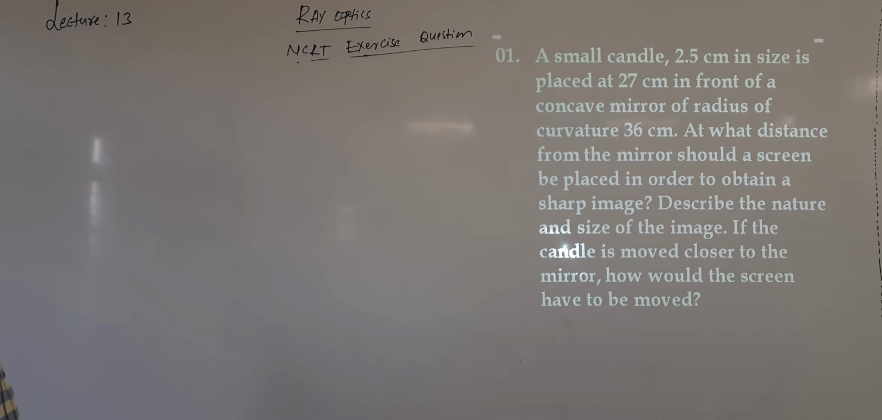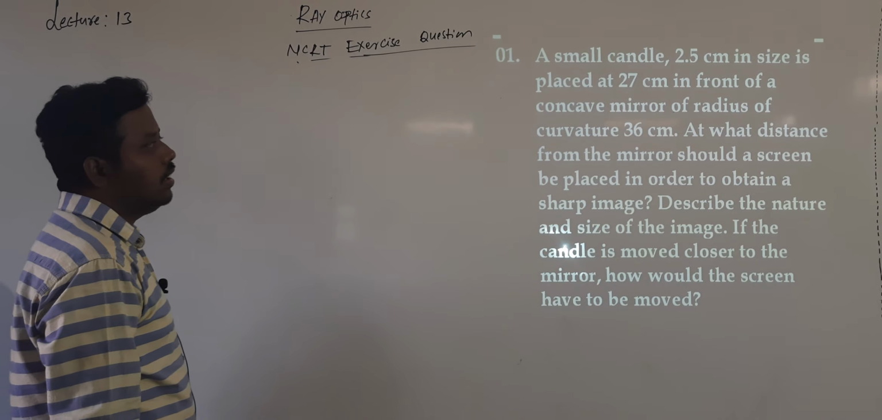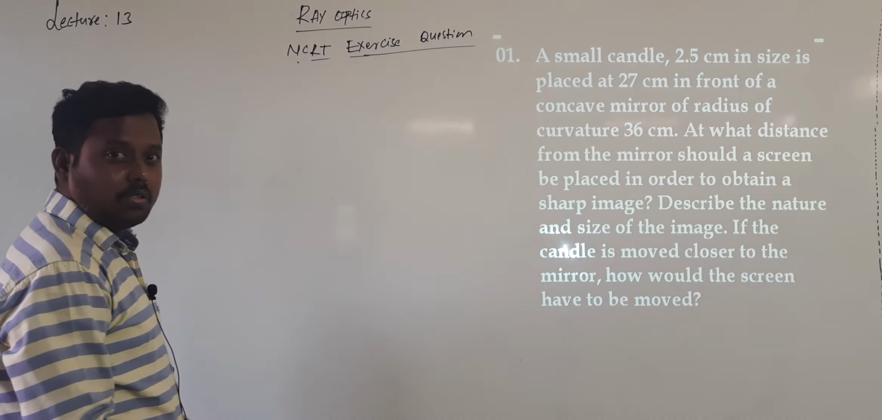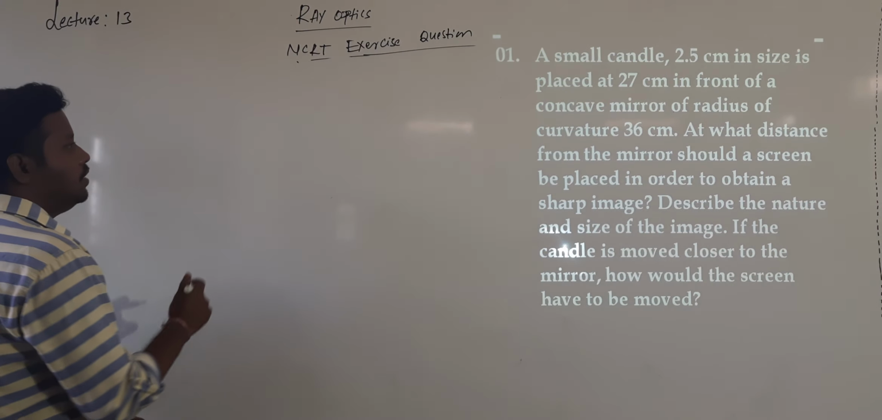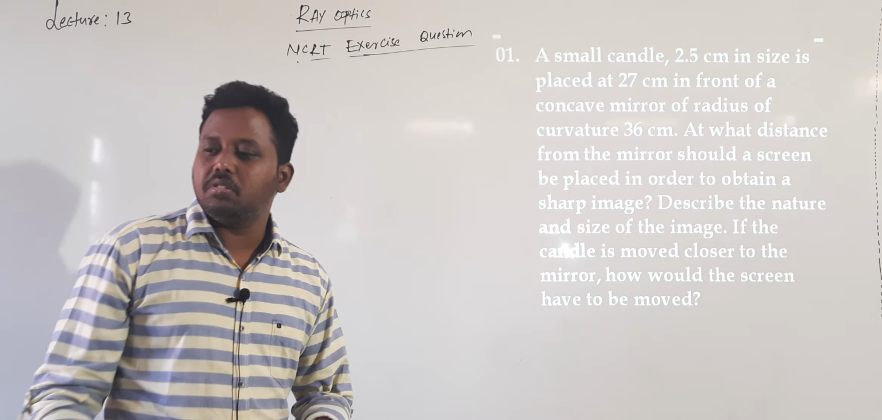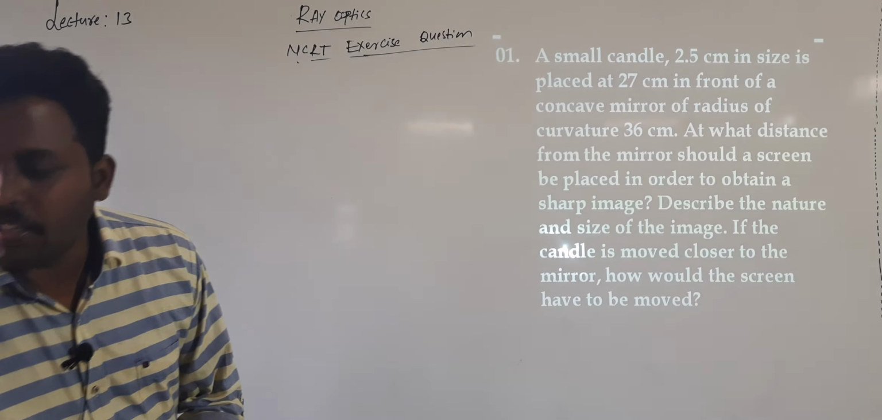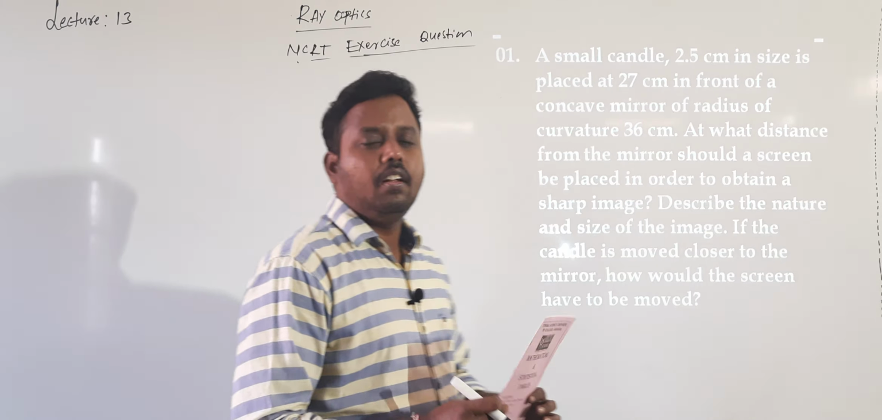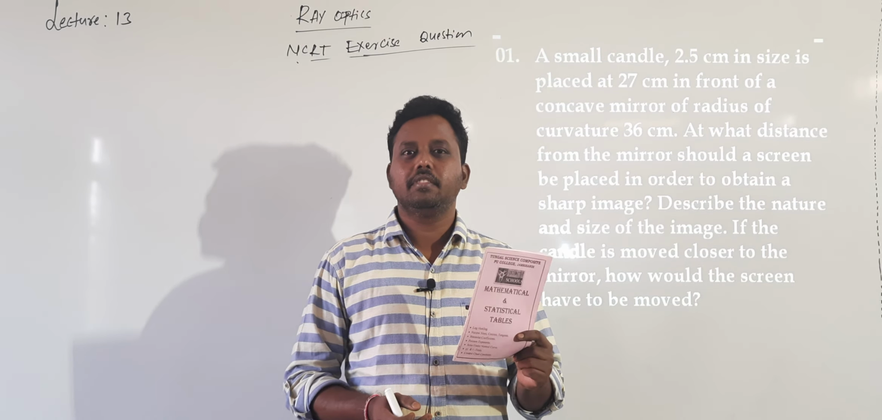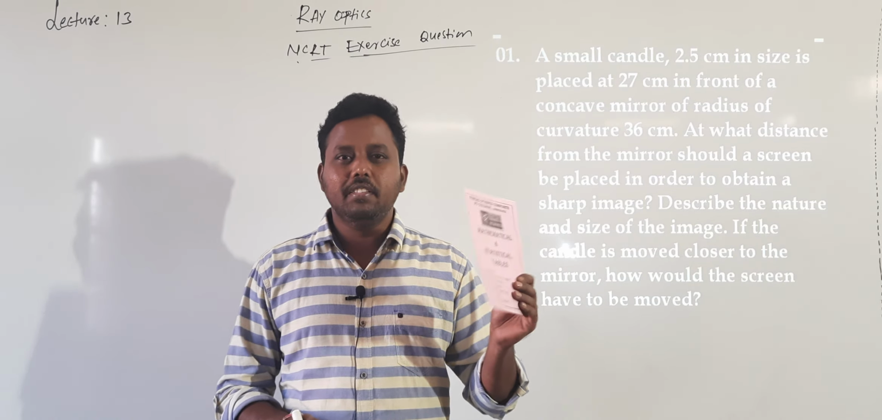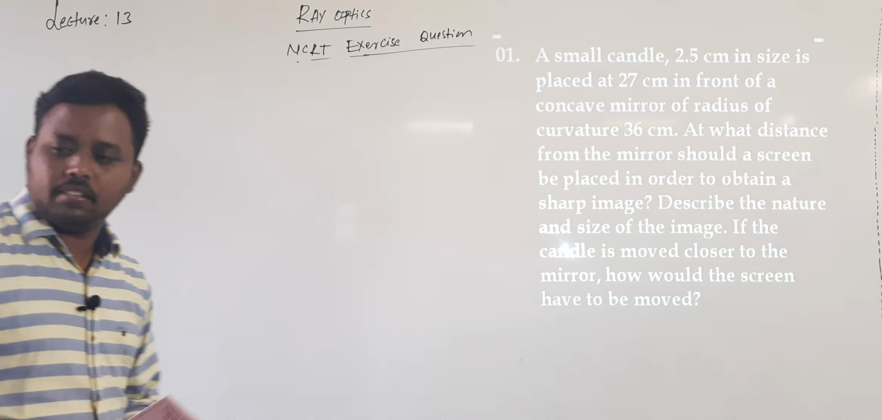See the first question. A small candle of 2.5 centimeters. Reading the question is important. If possible, you need to draw the diagram also. And to solve these problems, you need to keep the log table with you, and if possible a simple calculator also. The log table is compulsory.